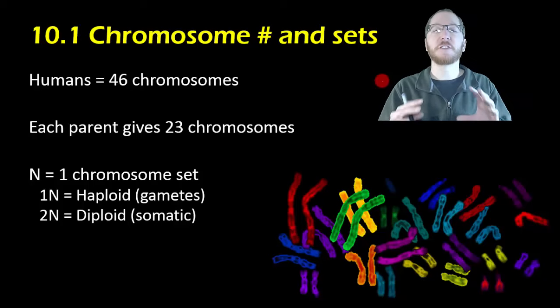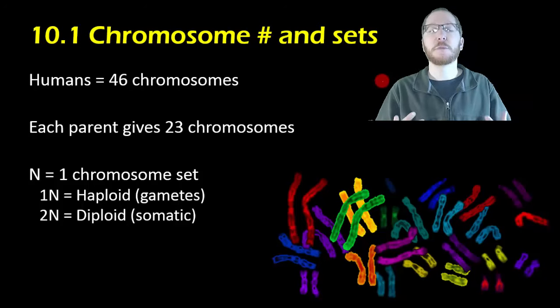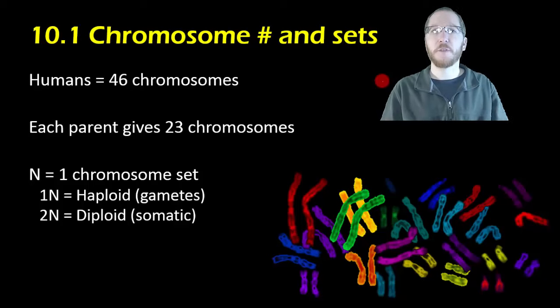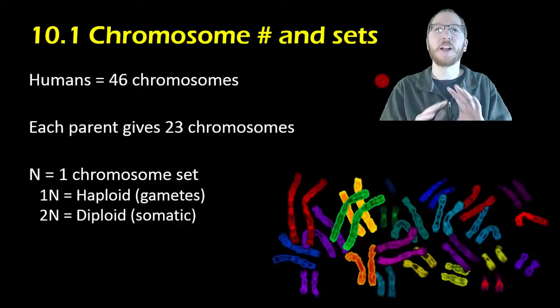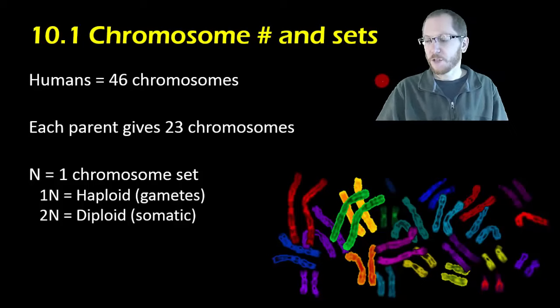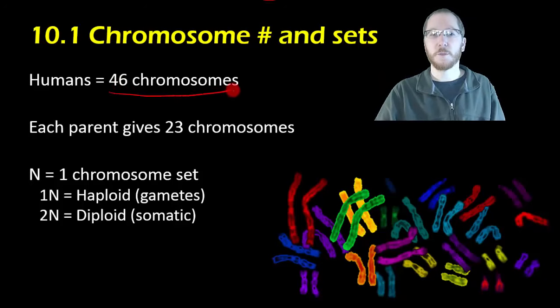Other species have different numbers of chromosomes. We're not all going to be identical, but we're going to focus on mammals, vertebrates, specifically humans, but these types of organisms. I don't want you to get the opinion that all things use the same type of life cycle or that all things have the same number of chromosomes, because they don't. But in terms of humans, we have 46 chromosomes.